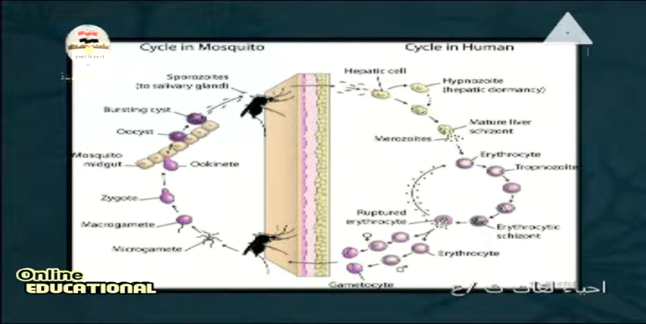What happens inside the erythrocytes? The merozoites undergo mitotic division inside the blood and rupture to form many gametocytes, which also return back. If you look at the female mosquito, what happens inside the mosquito? Inside the mosquito, sporozoites go to the salivary gland.